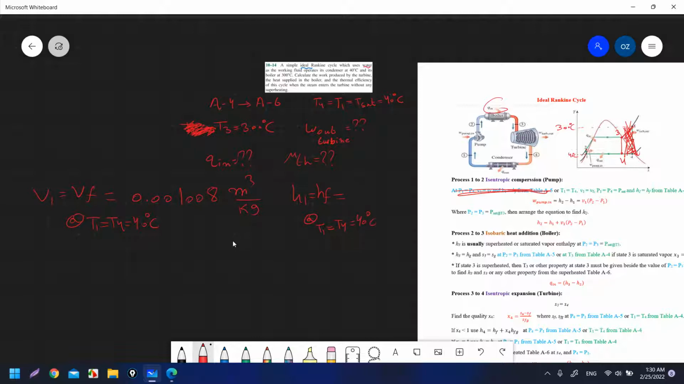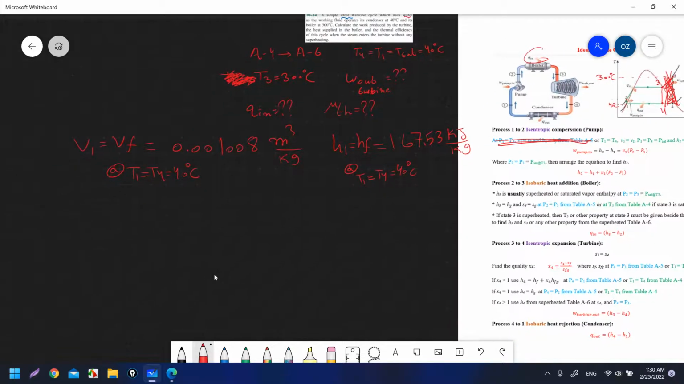And h1 is equal to hf at T1 equal to T4 equal to 40 degrees Celsius. So hf is equal to 167.53 kilojoule per kilogram. So P1 is equal to P4 equal to P sat at 40 degrees Celsius, and it is equal to 7.3851 kilopascal. Now I can find the work pump in. You don't need to find it, but let's find it. We will not lose anything.